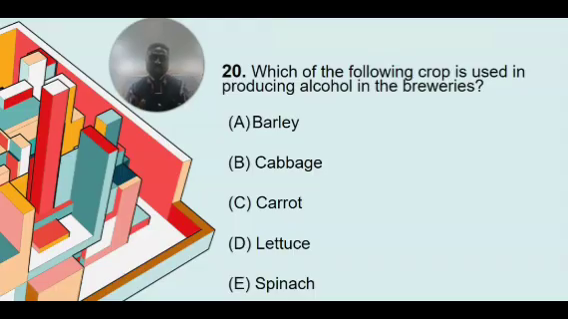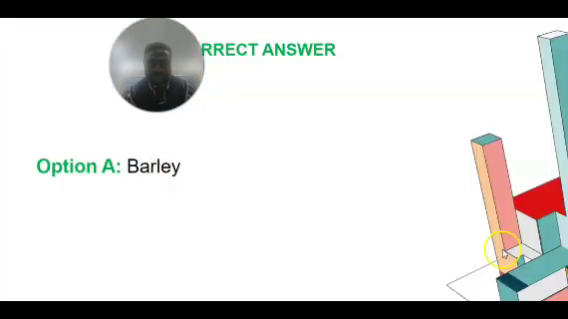Barley is actually a member of the grass family, and of course we have the likes of barley, wheat, and so on. They are used to produce beer in breweries. So option A is the correct answer, barley.